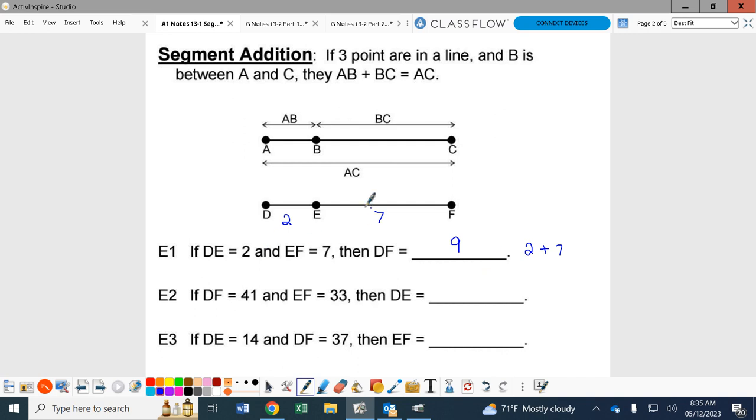So when you do that, you're doing a part plus a part equals that whole of 9. This next one starts off a little different. I'm going to change colors so you can see it. It says DF right here is going to be 41. Notice I write it on top because that represents the whole thing. Then my piece is going to be 33 on EF.